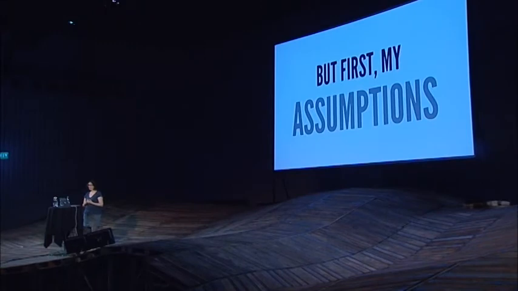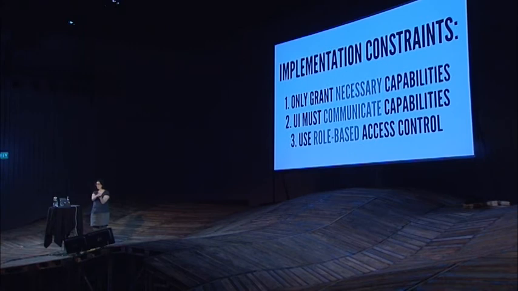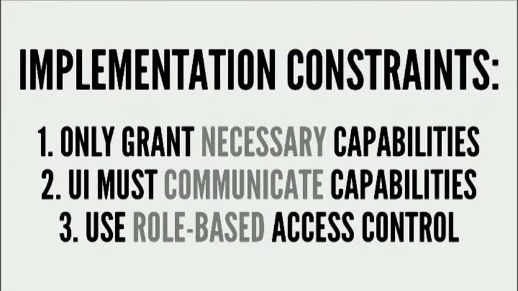We're talking about implementing in a client-side rendered app that uses REST APIs to load and save data asynchronously, and the server can tell the client details about the authenticated user. Although these ideas can apply to server-side rendered views as well. So, directly following from the conclusions about UX, we have these constraints. You should only grant necessary capabilities, your UI must communicate those capabilities, and you should use role-based access control.